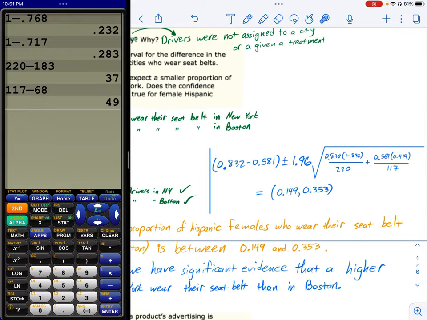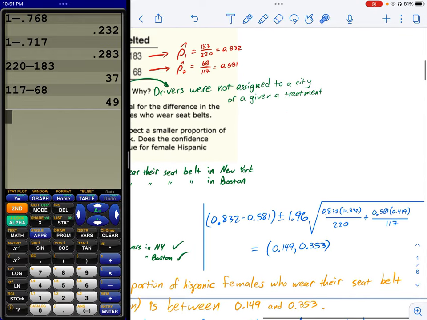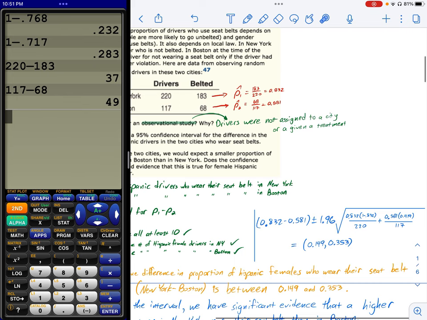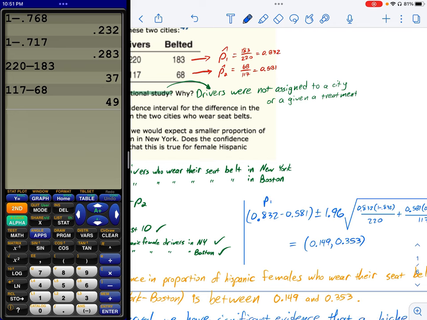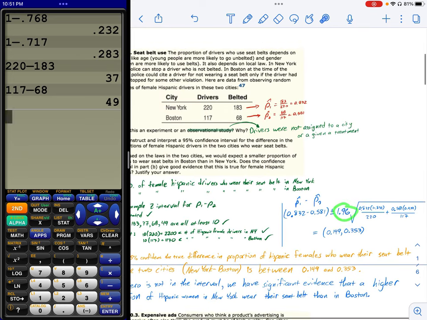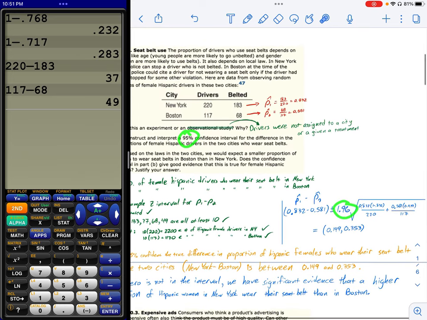Then here's your formula. Let me connect some of the dots here. This first one is P1. In your formula, this is P1 minus P2. So P1, you can just do a little math with these numbers and divide it on your calculator. That's 0.832. You need to write this out. P2, same thing with these numbers. Bada bing, bada boom. 1.96 comes from a 95% Z star.